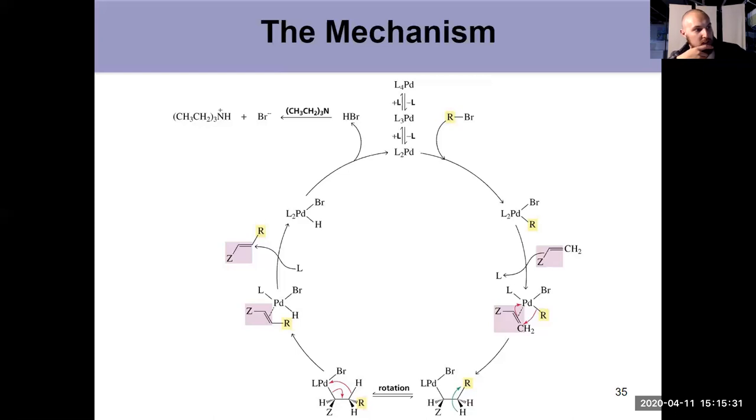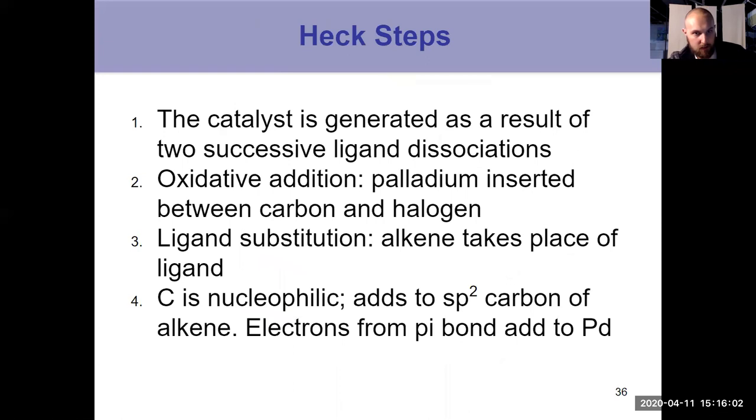Then we have a concerted syn elimination. Then we have another ligand substitution that knocks off our product, and then a reductive elimination to regenerate our catalyst. That produces HBr as a byproduct of the reductive elimination, which is picked up by the triethylamine, driving that reaction forward. All of those steps are also listed out on these following slides.